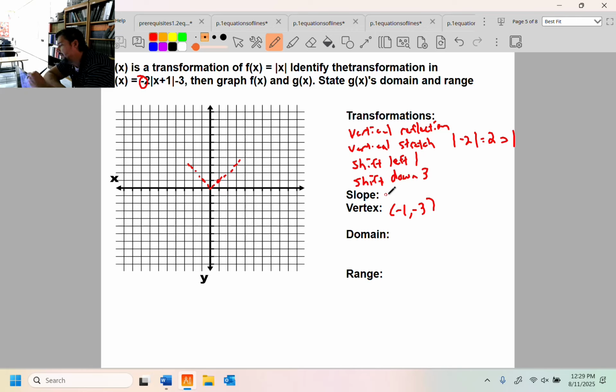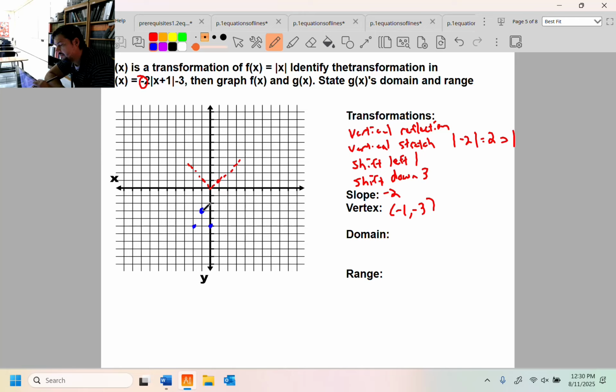The slope would be negative 2. That's going to make that V open down, okay? So anyways, let's go ahead and kick some stuff in here. We figured out that it was a left 1 and down 3, and then our slope is negative 2.